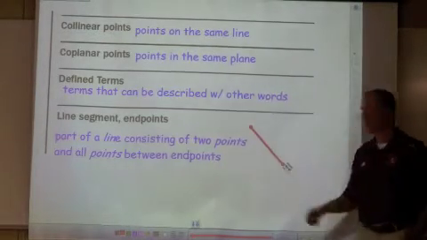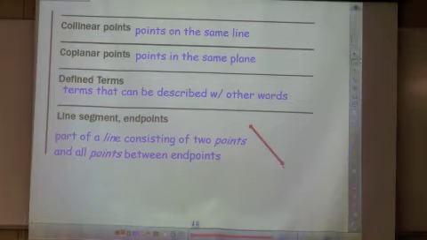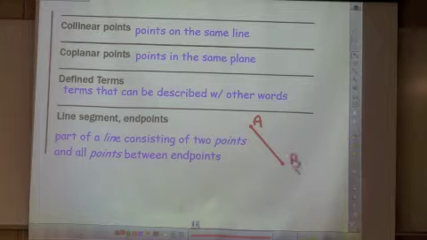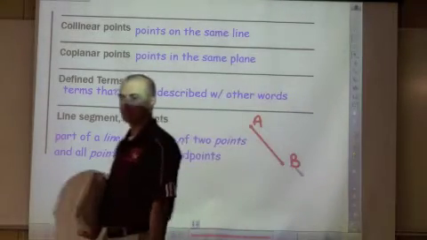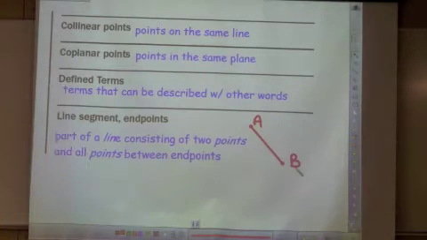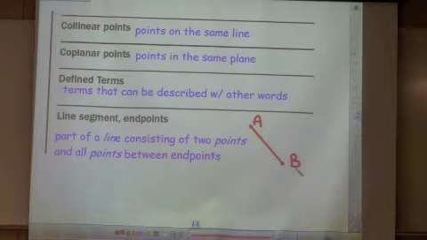Okay, 2 endpoints. And I'm going to call this point A and this point B. What do you think we could call that segment, if we were naming it? Segment AB. Anybody got another name for it? Segment BA. Beautiful, segment BA.